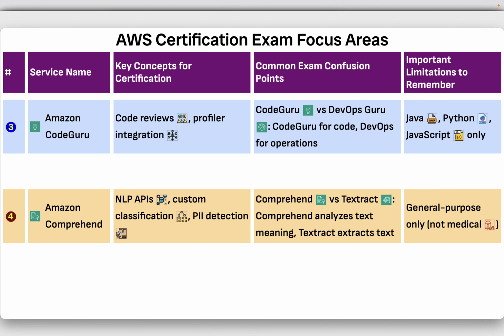Next service is Amazon Comprehend. Key concepts for certification are natural language processing APIs, custom classification, and PII detection, personally identifiable information. Common exam confusion points are Comprehend versus Textract. So Comprehend analyzes text meaning, so it has an understanding of text, but Textract extracts only the text, the raw part. An important limitation to remember is that it is general purpose only and not for medical.